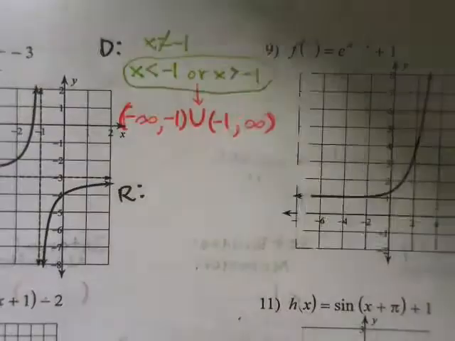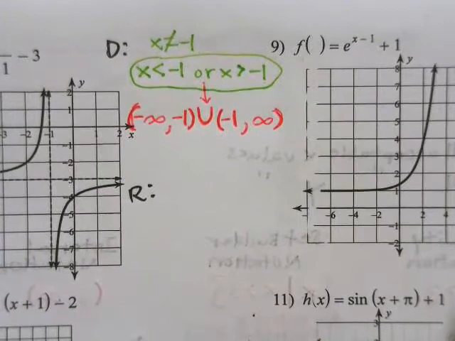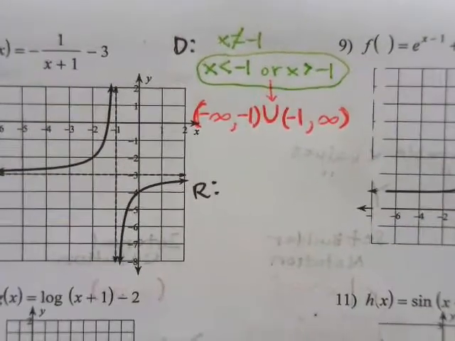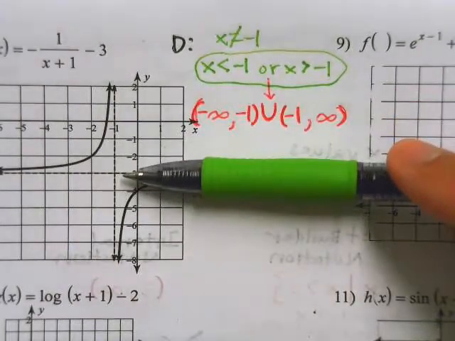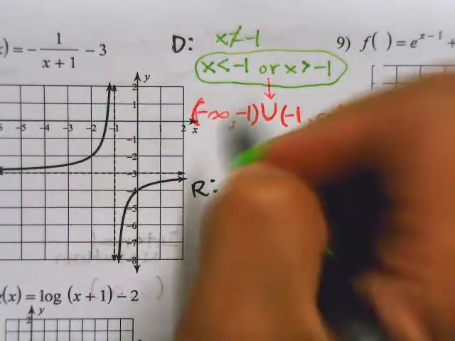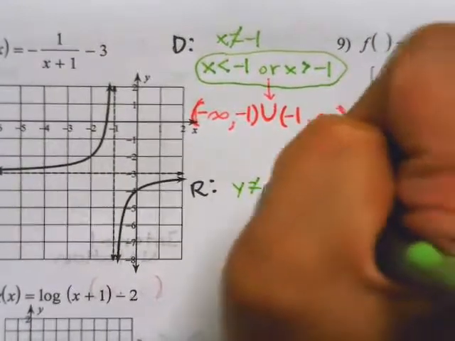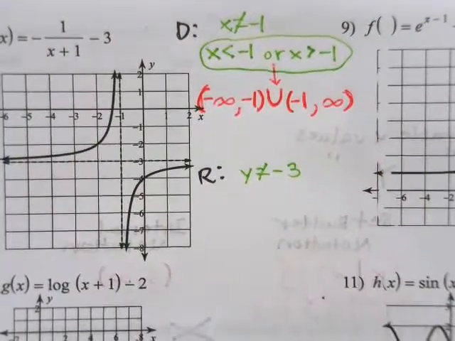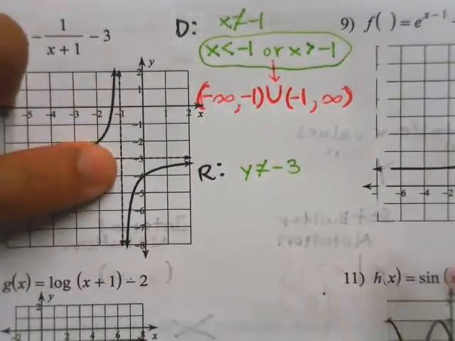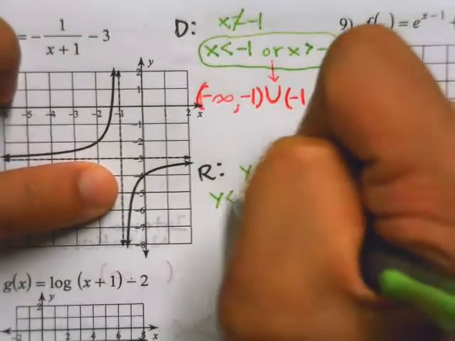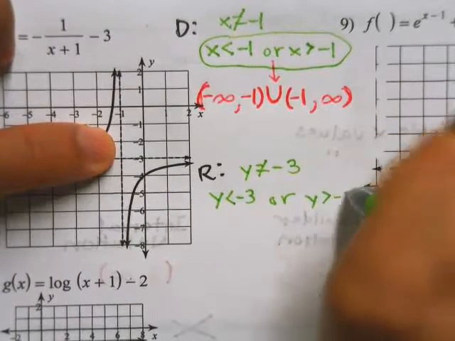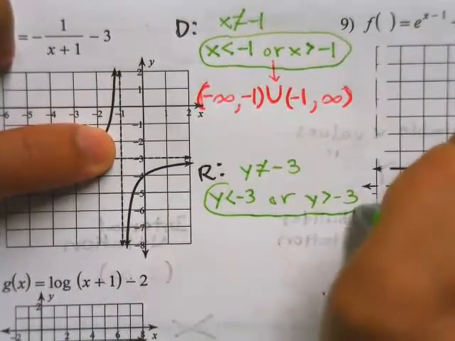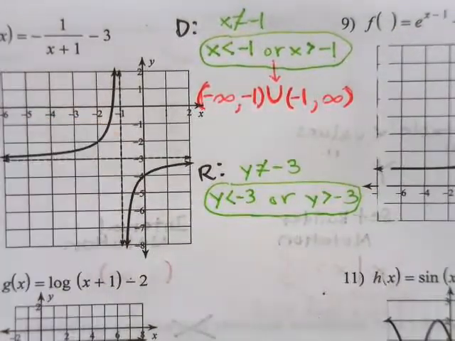Okay, all right. So now take a look at your range. Your range is also very, very similar, where your y value cannot be -3, because you have that asymptote. So we're just going to write it in two ways. y cannot be -3. So everything can be below that: y is less than -3, or y is greater than -3. Okay, so this is going to be your inequality notation.